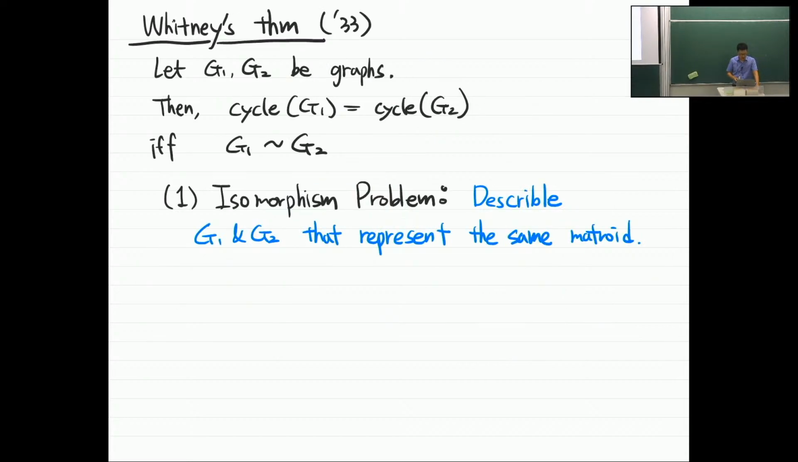And there is a very nice theorem proven by Whitney in 1933. This theorem says that two graphs G1 and G2 represent the same graphic matroid if and only if they are equivalent. So this gives the answer for the first problem, the isomorphism problem, directly. And this also gives a partial answer for the second problem. Let me explain this.